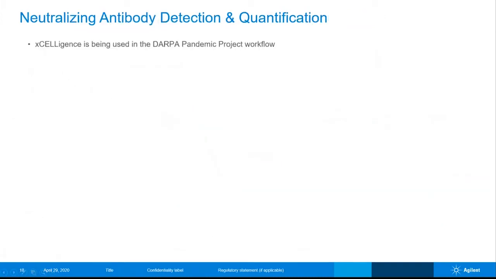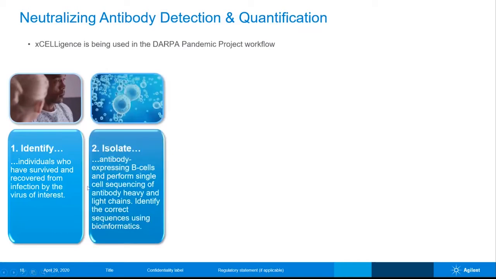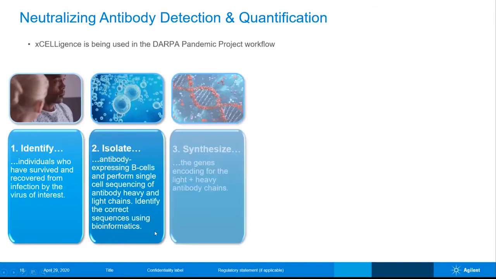So I'd like to point out that this xCELLigence assay is being used in a DARPA pandemic project. In this particular project, they identify individuals who have survived and recovered from an infection by the virus of interest. They then isolate antibody expressing B cells and perform single cell sequencing of the antibody heavy and light chains, and they identify the correct sequences using bioinformatics.